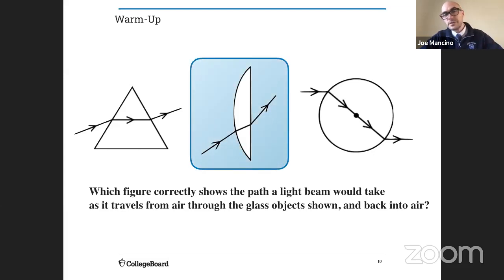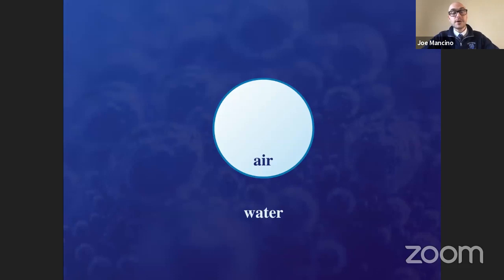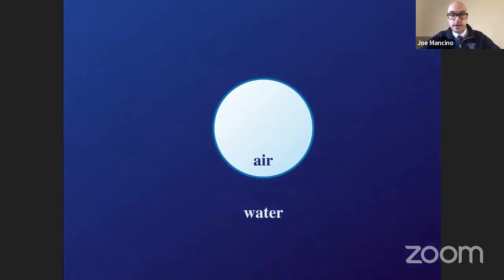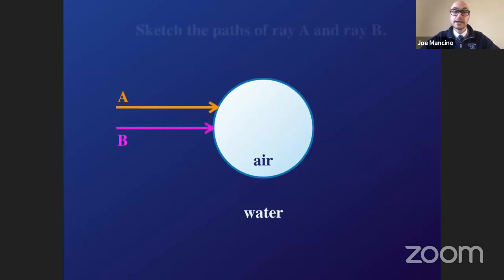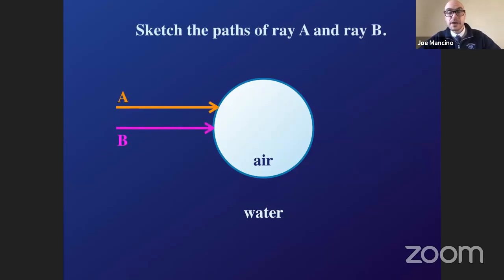That central image, the one that you'll learn soon is called a convex lens. That's the one that shows the right behavior for light at each boundary. So here's the question that we left you with yesterday. There was an air bubble in water, and approaching that air bubble were two light rays, and your job was to sketch the paths of light ray A and light ray B.